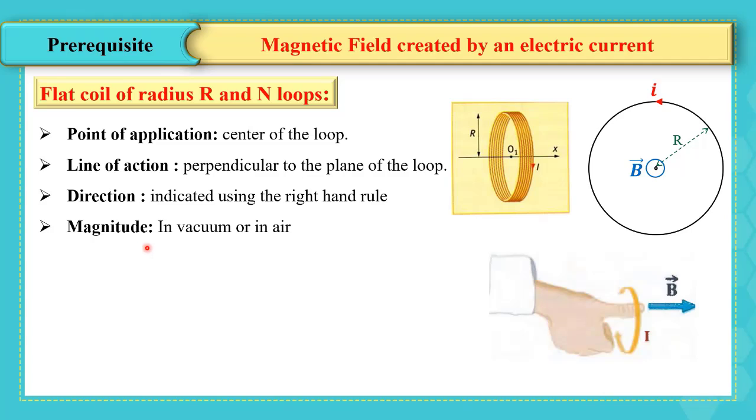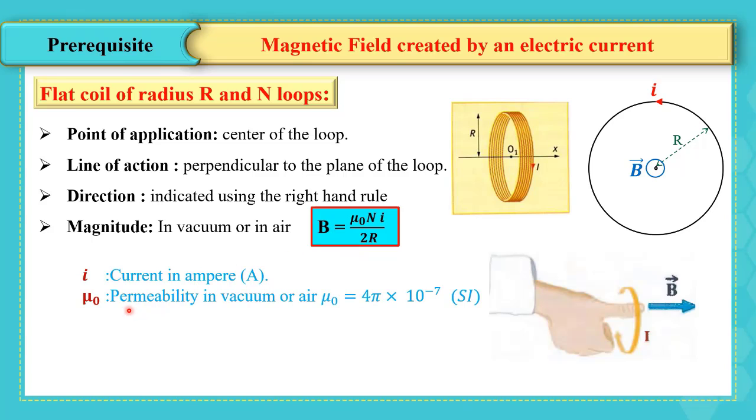The magnitude in vacuum or in air is equal to mu 0 N I over 2R, where I is the current in ampere, mu 0 is the permeability in vacuum or in air, R is the radius of the coil in meter, and N is the number of loops inside this coil.